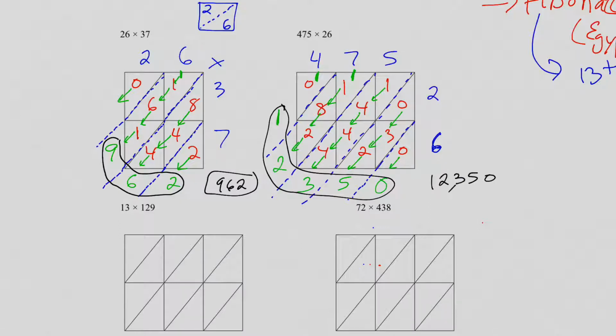And that's how you do lattice multiplication. So why don't you go ahead and try the one on the right here, the bottom right. 72 times 438, on your own, and see how you do. Of course, you can always start by writing the answer with your calculator and then checking to see if your lattice process works. See you in a few minutes.